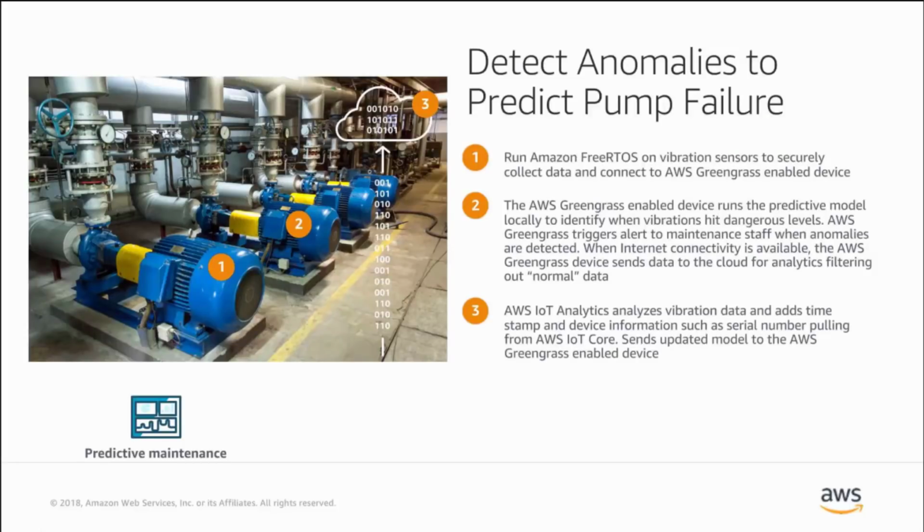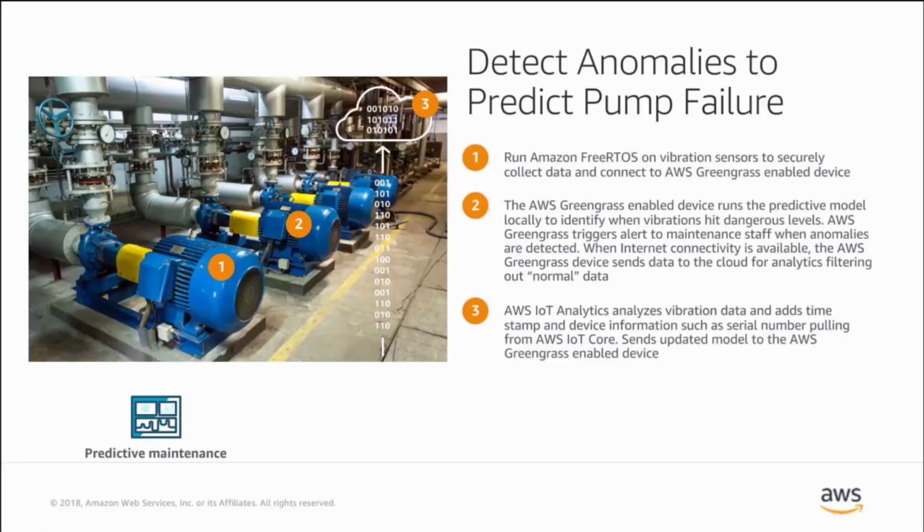So we've got a customer that builds pumps, and their devices are running FreeRTOS, which is our microcontroller operating system. And the data that those devices are collecting is sent directly to a Greengrass-enabled device locally. The Greengrass-enabled device is running the predictive model that they've built to identify when vibrations are at a level that is important to understand and detect and do maintenance on. When internet connectivity is available, it sends the relevant data it's collected to the cloud, so you can improve your models.